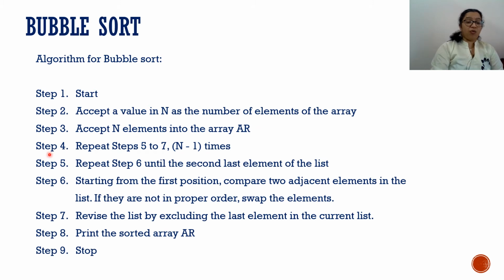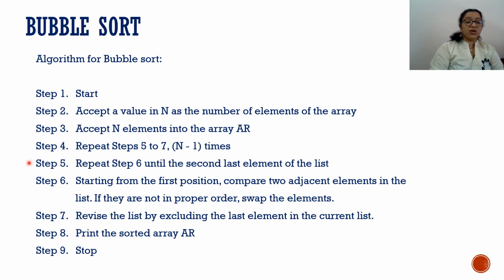Then in step 4, here onwards our logic begins. So what is the logic here? We want to compare two adjacent cells, and if it is in sorted order, we don't want to swap it. If it is not in sorted order, we want to swap it. So that is the logic here. So steps 5 to 7 we want to repeat n minus 1 times.